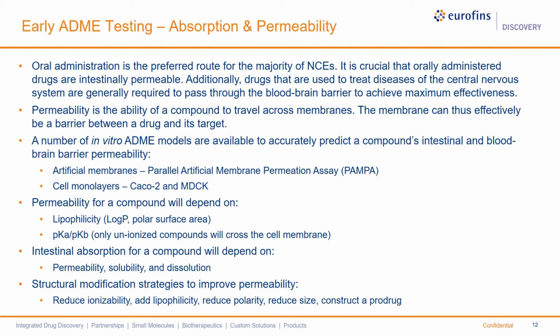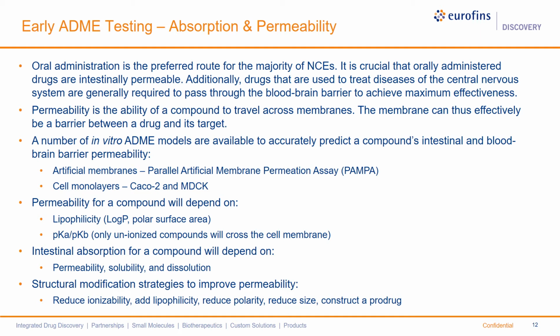Intestinal absorption of a compound is also dependent upon a variety of things. That includes permeability, so the ability of the drug to get out of the GI tract, across the GI barrier, and into the rest of the body. It depends, as we discussed earlier, upon solubility and also dissolution. So there are various ways in which a drug can be modified as part of the optimization of a drug through medicinal chemistry to improve its properties and thus improve its permeability.